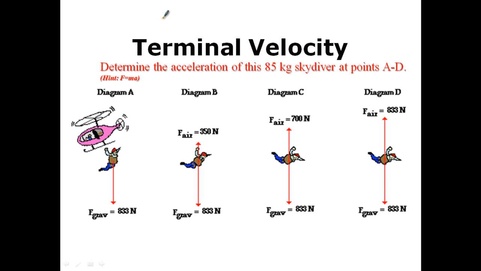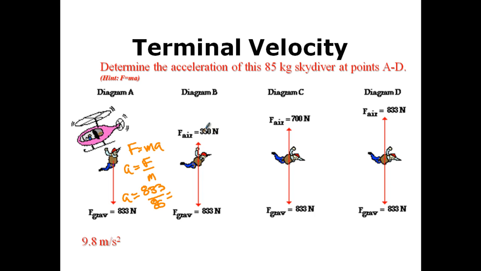So we're going to try to find real quick a couple of the terminal velocities of this 85 kilogram skydiver at points A and D. So first, he jumps out of his little helicopter thingy here. Force of gravity equals 833 newtons. No air resistance because his velocity is zero. So what is his acceleration here? So force equals ma, a equals f over m. So a is going to be 833 divided by 85. And guess what? You're going to get 9.8 meters per second squared, which is gravity, which makes sense because it's the only thing pulling him down.